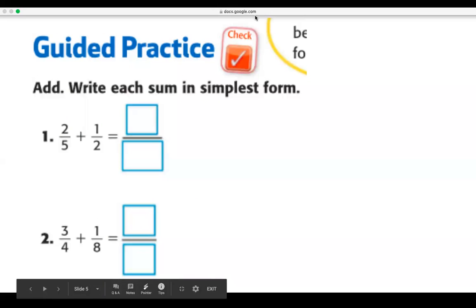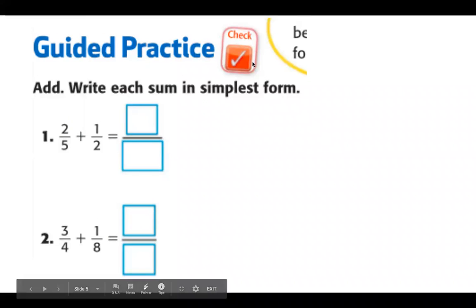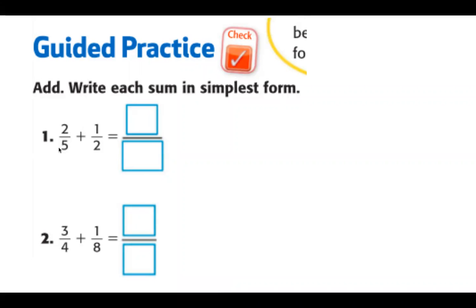Okay, so we've got 2 examples here. It says add and write each in simplest form. So on this one, we have 2/5 and 1/2. We cannot add them together because they do not have the same denominator. So we're going to take the 5 and the 2 over here, because those are my denominators. That's what I need to find. This is my lowest common denominator.